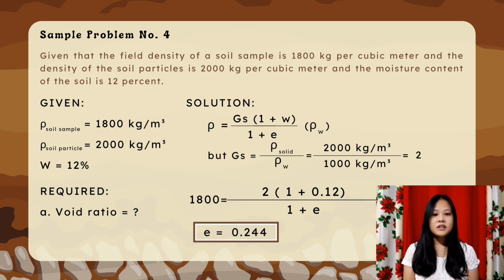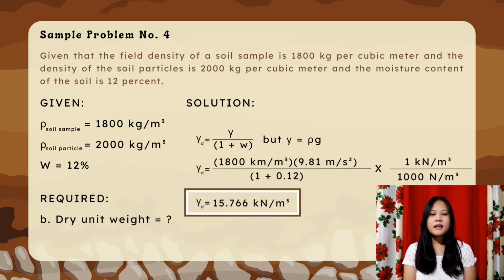Kaya ang gagawin natin, magde-derive pa ulit tayo ng formula. Ang pwede natin gamitin ay yung formula na density is equals to specific gravity times 1 plus water content over 1 plus void ratio times the density of water. At yung specific gravity natin ay equal siya sa density ng solid over density ng water, which is 2,000 over 1,000 kg per meter cube. Ang magiging sagot ay 2. Yun yung ilalagay natin doon sa formula. Kung isa-substitute natin lahat, ang makukuha natin na void ratio ay equal sa 0.244.